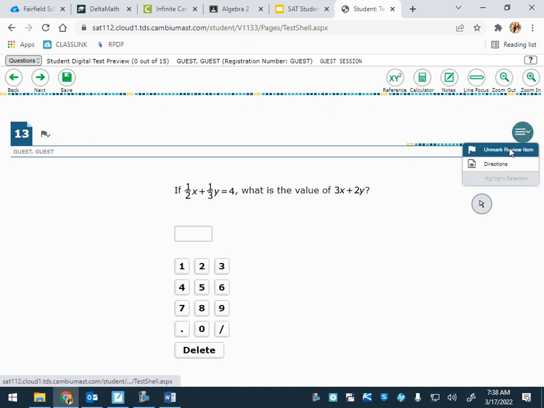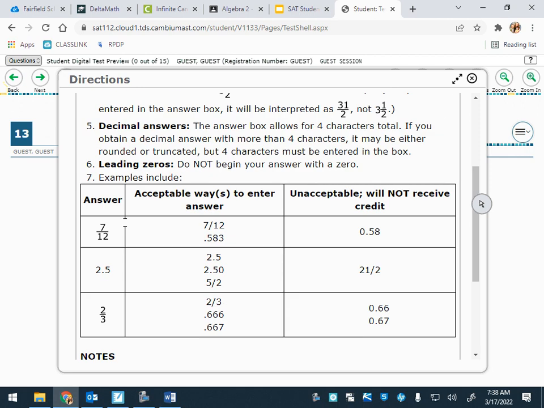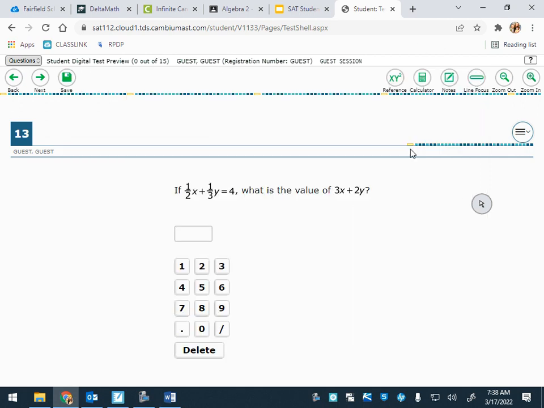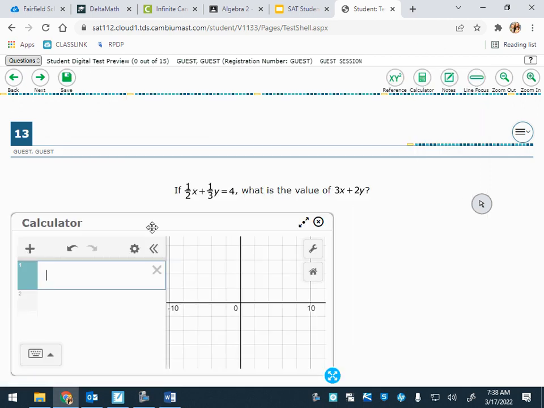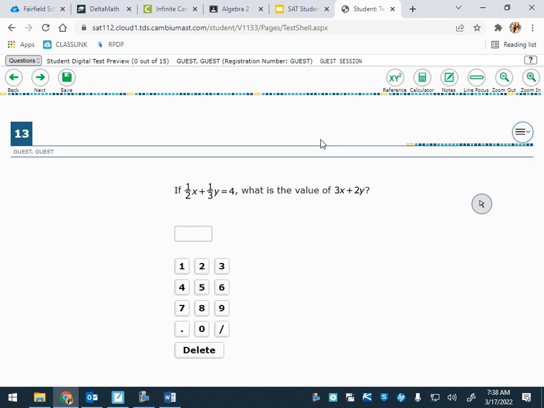So definitely be very careful when you're answering. If you're not sure, go back to the directions to look. And again, please do not forget your calculator, because this is the one that they have for you. And they have the keyboard here if you need it, which isn't bad, but you'd rather have your handheld calculator, which you're used to anyway. Any questions?